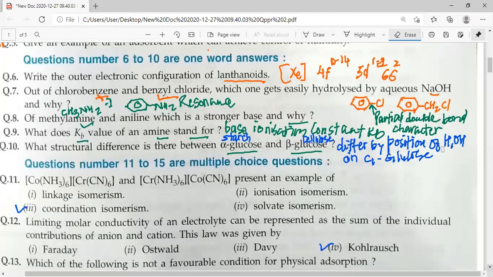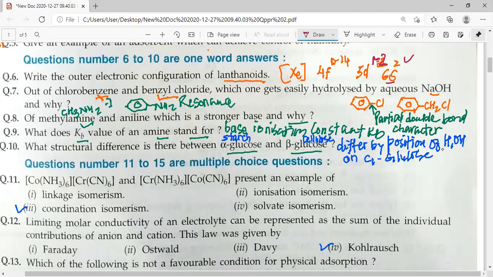Okay, now let's move to the next question. Question number 6 to 10, let us move. Write the outer electronic configuration of lanthanoids. So my dear students, when we look into the outer electronic configuration of lanthanoids, we will come to know that it is xenon 4f0 to 14, 5d1 to 2, and then 6s2. So this is how we can write the outer electronic configuration for lanthanoids.